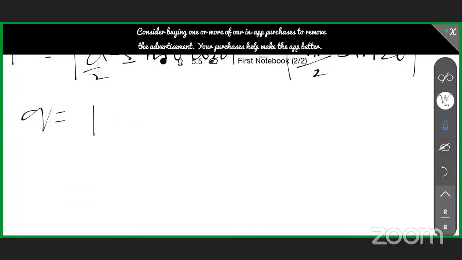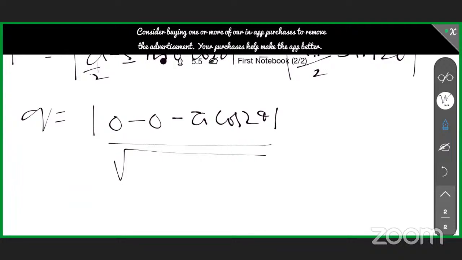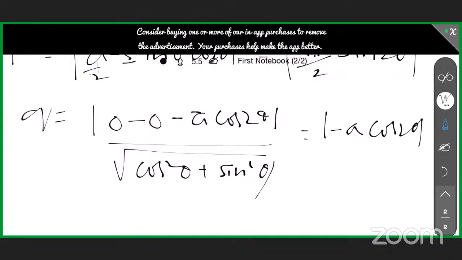It is 0 minus 0 minus A cos 2 theta whole divided by the denominator, which is root of cos square theta plus sin square theta. Down it will come, cos square theta plus sin square theta is equal to 1. Root of 1 is equal to 1. Therefore, top mod of minus A cos 2 theta. Because of mod, the minus will become plus. Therefore, it will become A cos 2 theta. So I got P and Q.